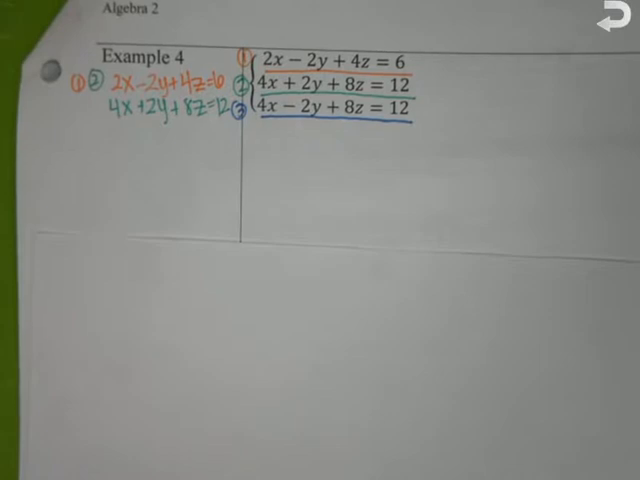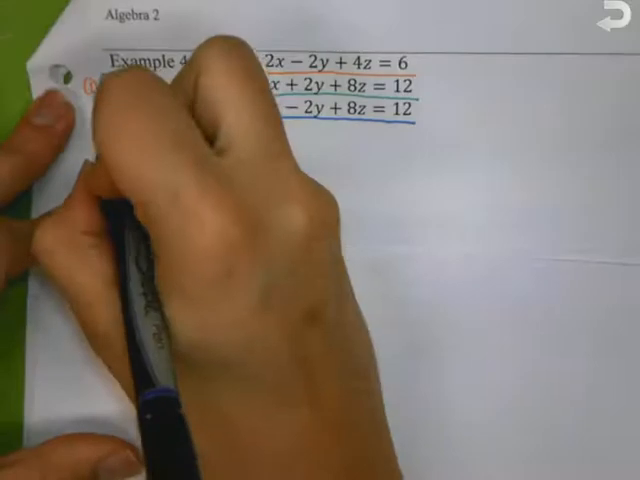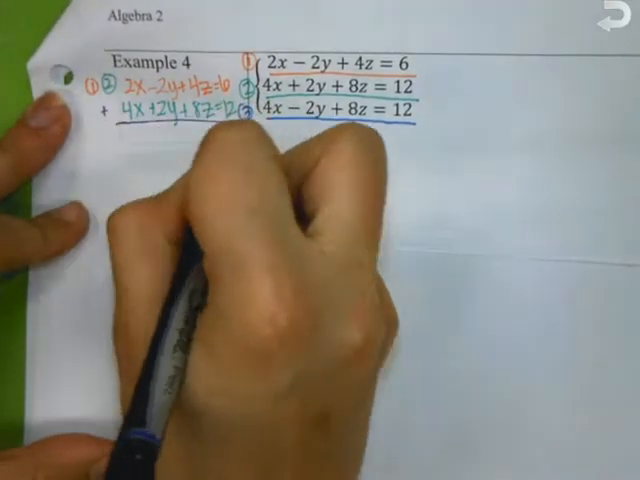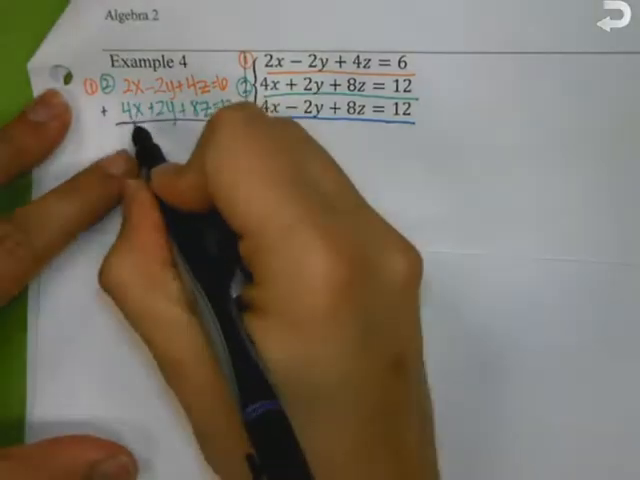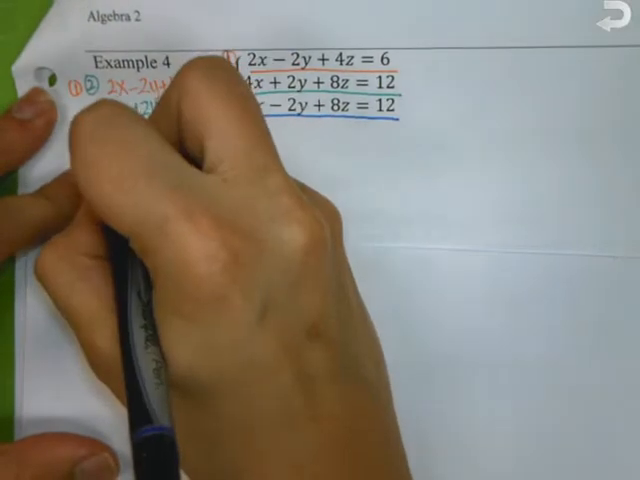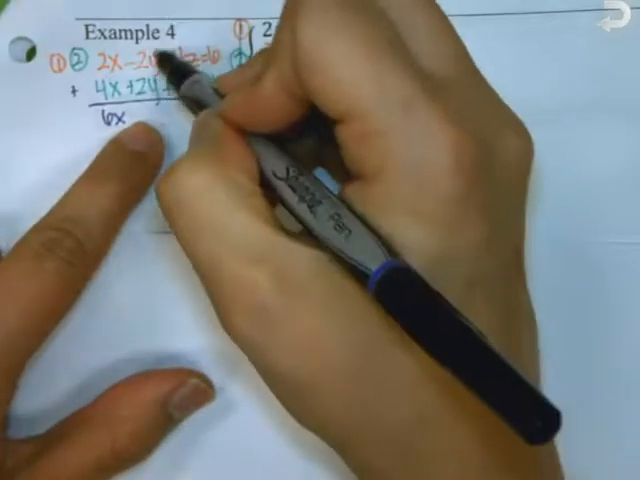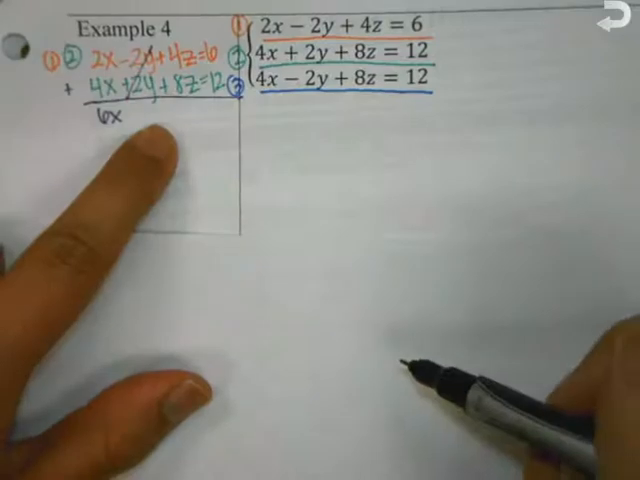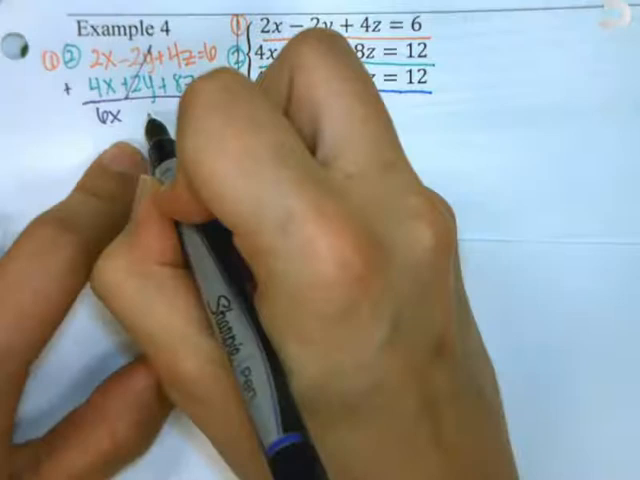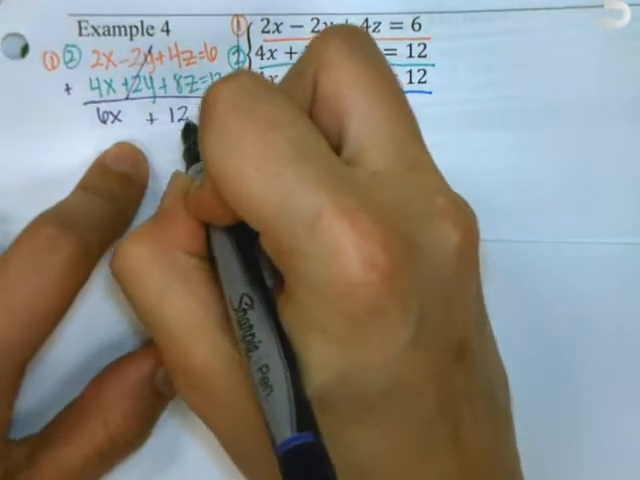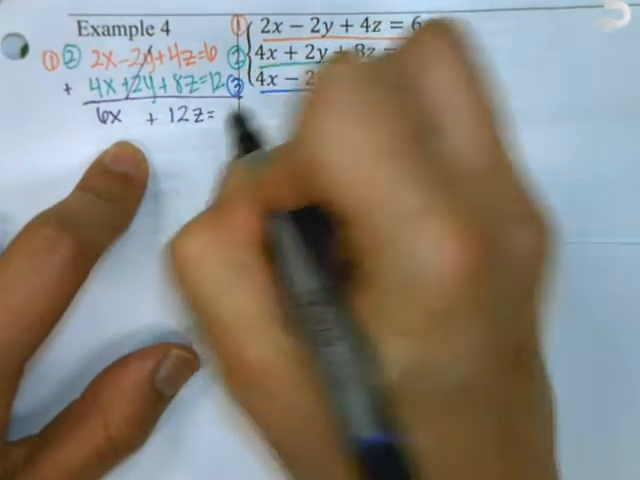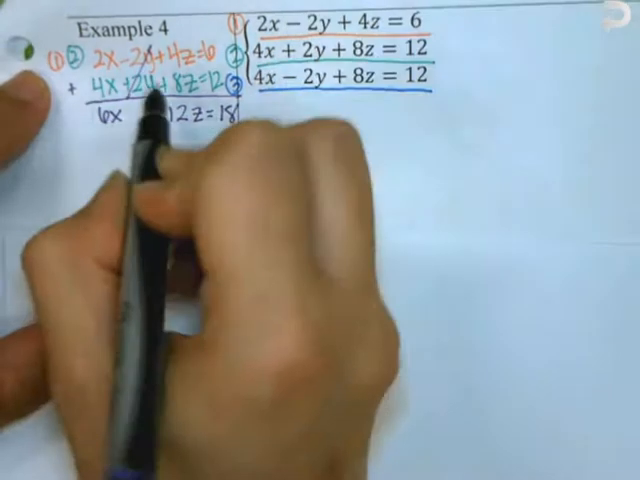What is 2x plus 4x? 6x. Negative 2y plus 2y, they eliminate. 4z plus 8z is 12z equals 18. Circle it. Okay. That was our first one.